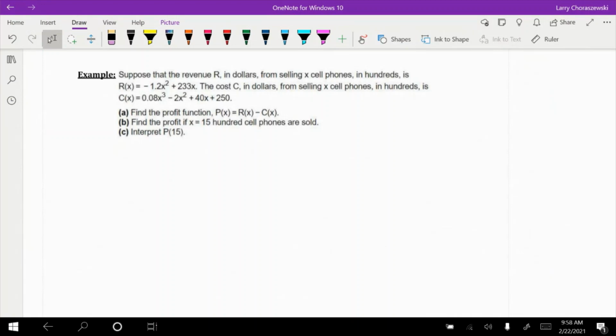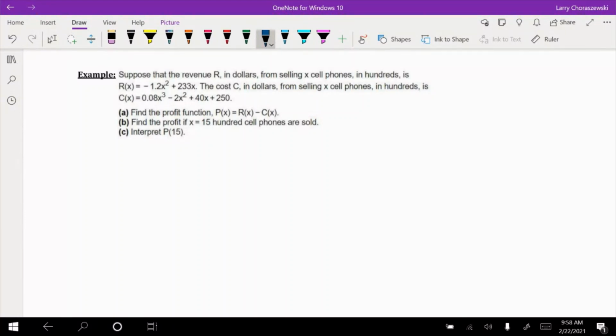It says here, suppose the revenue R in dollars from selling x cell phones, where the units they're using for cell phones is hundreds, is given by this function, capital R of x, so that's function notation, equals negative 1.2x squared plus 233x. They move on to tell us that there's a cost function. Of course, it costs money to sell things, right? So their cost is given by a function, capital C of x equals 0.08x cubed, and so on and so forth.